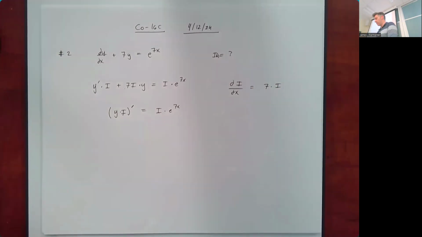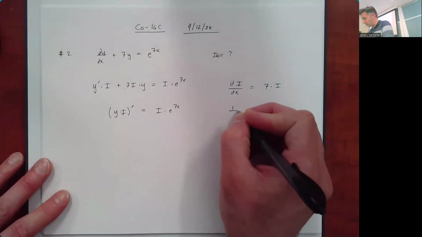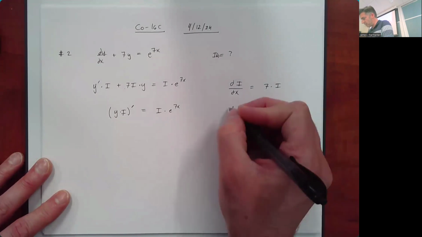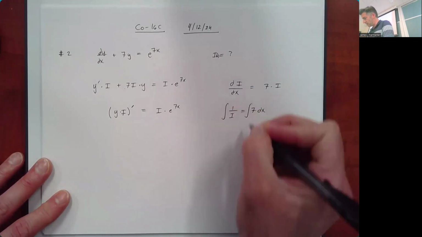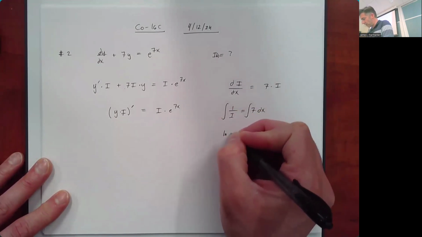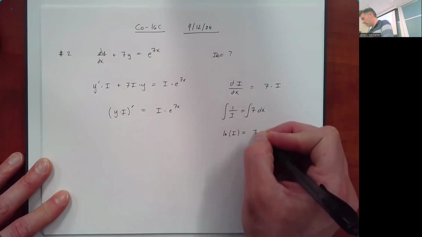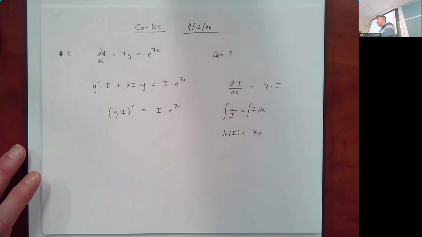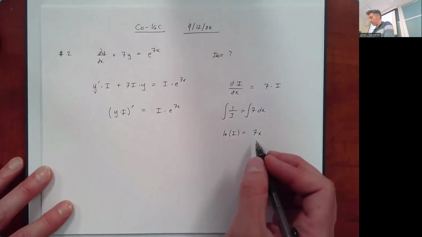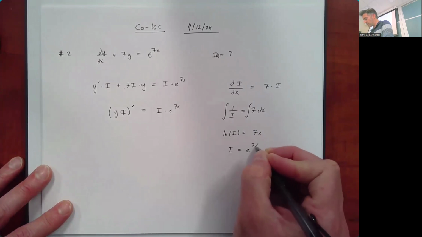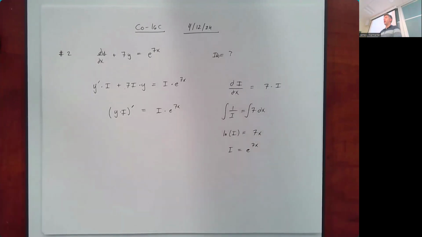And then we're going to separate variables. We're going to have 1 over the integrating factor dI equal to 7 times dx. We're going to integrate both sides. We're going to get the natural log of the integrating factor, and we're not going to worry about any absolute values, equal to 7x. We're also not going to worry about any plus c's. And then we're going to exponentiate both sides and get I equal to e to the 7x. Which I will point out is exactly e to the integral of your p of x.